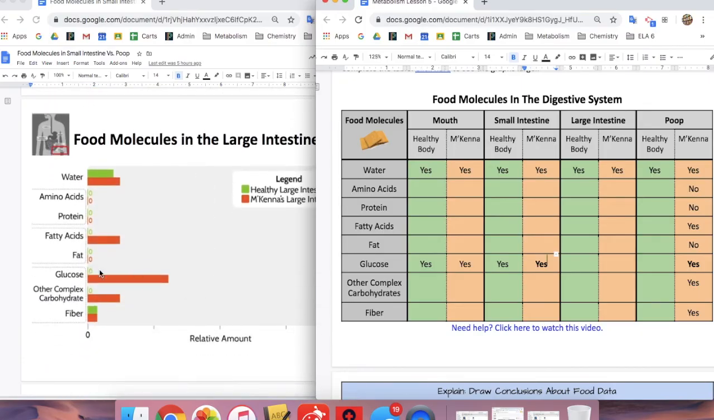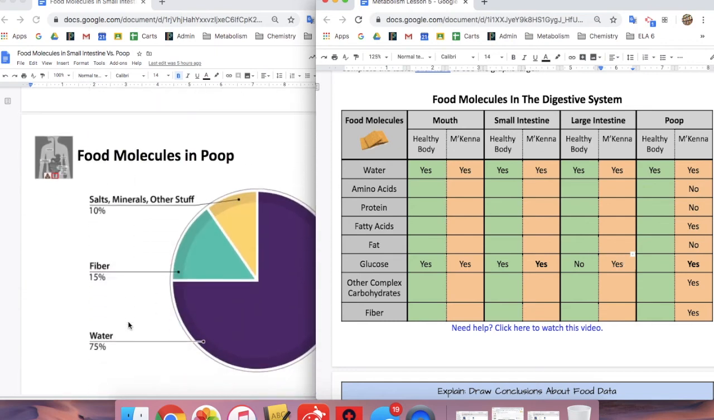Whoa! In a healthy person's large intestine, are there glucose molecules after eating a graham cracker? What about in McKenna's large intestine? You should have noticed that a healthy large intestine does not have glucose molecules after eating a graham cracker, but McKenna's large intestine has a lot of glucose after eating a graham cracker. That tells me that there's probably something going on here.